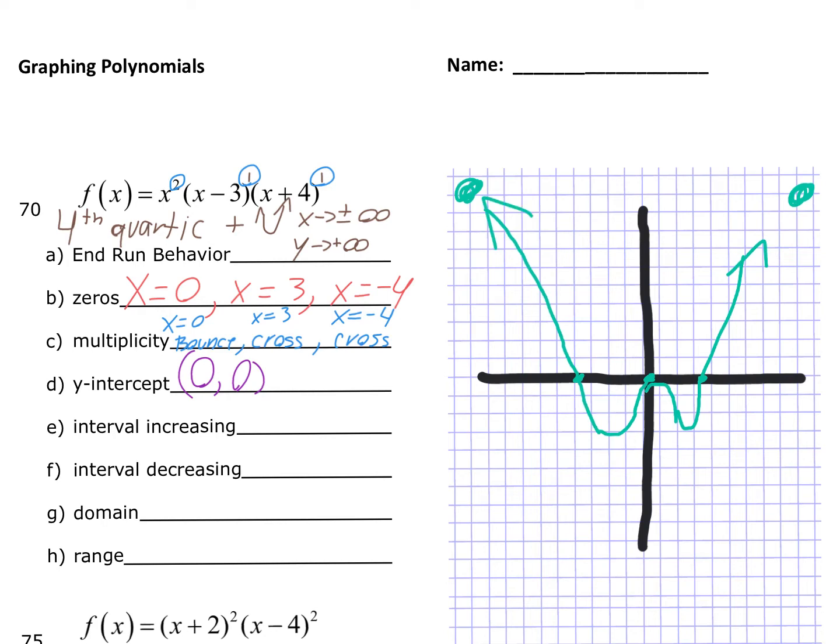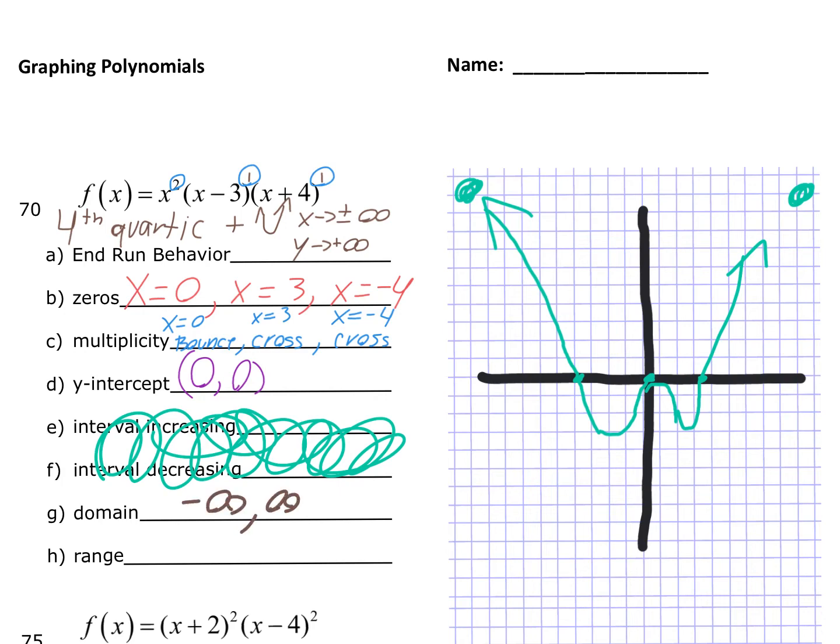Because this is a sketch, I don't know my increasing or decreasing intervals. I can find my domain, though. My domain is -infinity, positive infinity, as it is with all polynomials. My range I can't actually solve. Why can't I solve that?